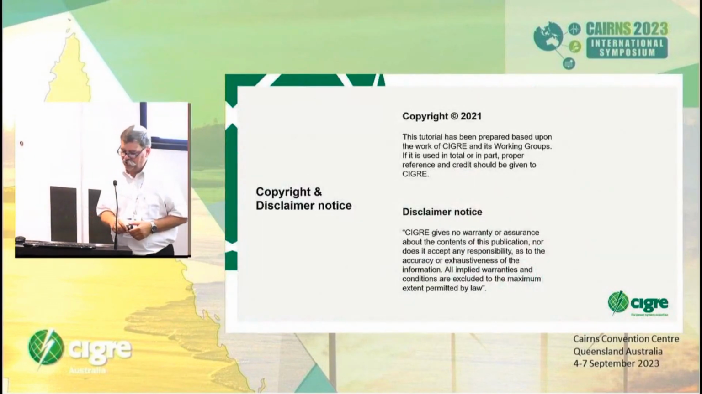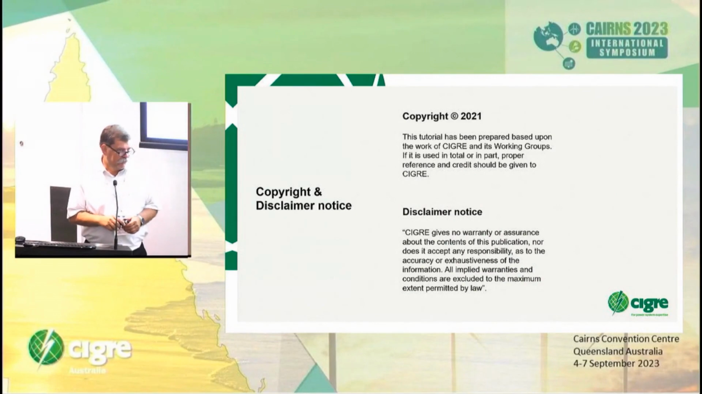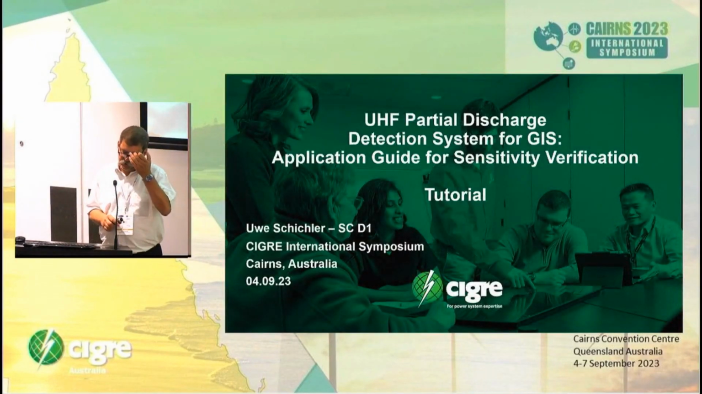As usual, we have a disclaimer for all and everything. And coming back to the first slide, the title of the tutorial is UHF, which means Ultra High Frequency Partial Discharge Detection System for GIS, Application Guide for Sensitivity Verification. And as Simon already mentioned, I will refer to the technical brochure 654 and I will try to give you all the details coming from that technical brochure.